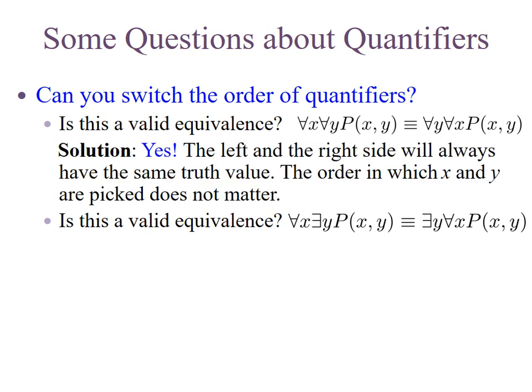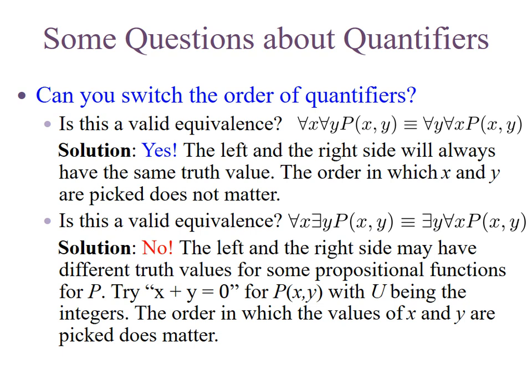Okay, and we already see for all x for some y, you cannot switch the order to for some y for all x, p of y is true. Once you use the example of inverse, then you could show it is false.